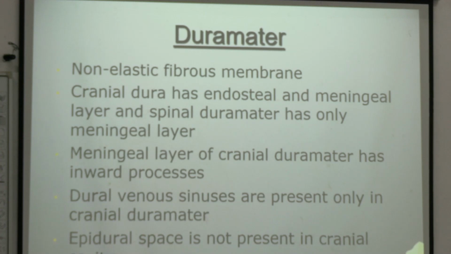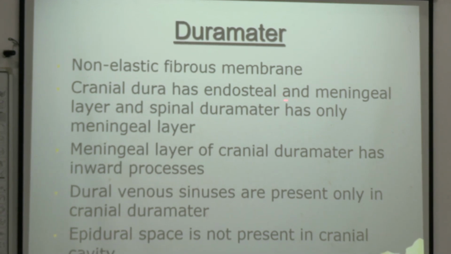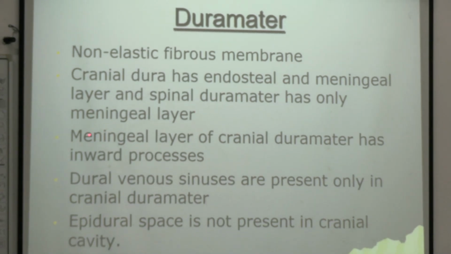Now, Dura Mater, a non-elastic fibrous membrane. Now, cranial dura has endosteal and meningeal layers, and spinal dura mater has only a meningeal layer. Now, the meningeal layer of cranial dura mater has inward processes. Dural venous sinuses are present only in cranial dura mater. Epidural space is not present in the cranial cavity.